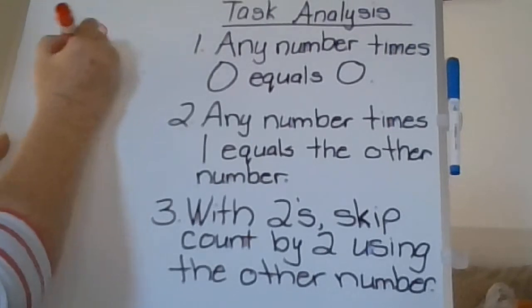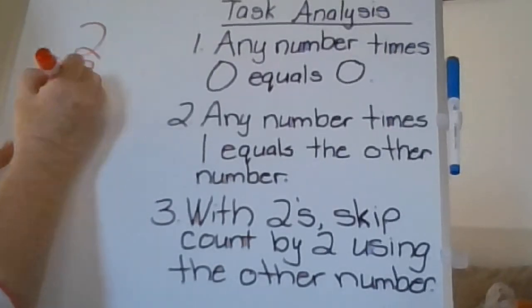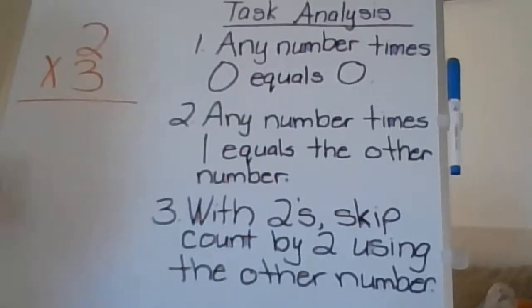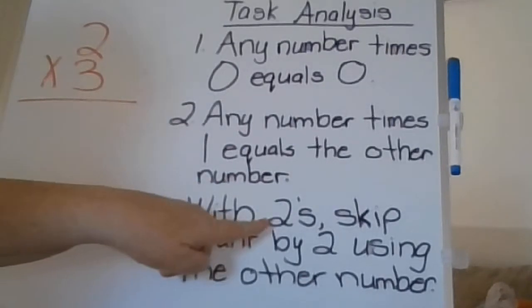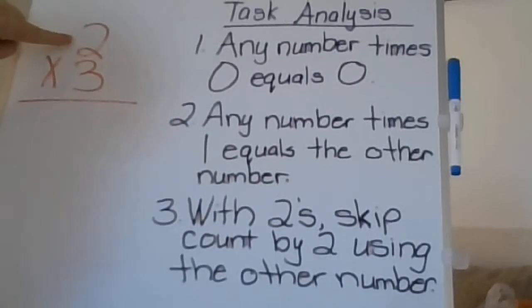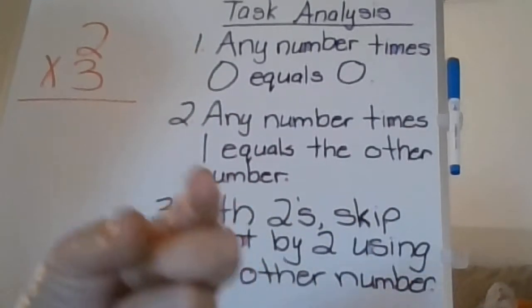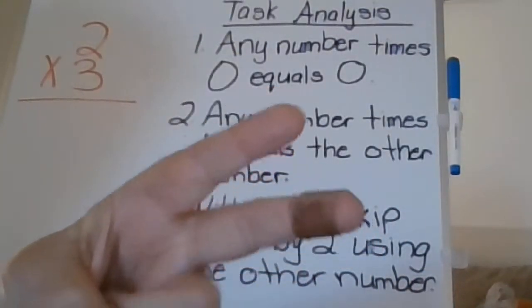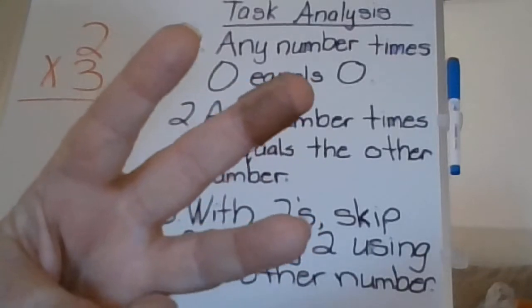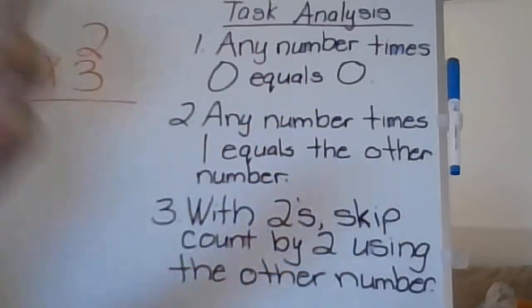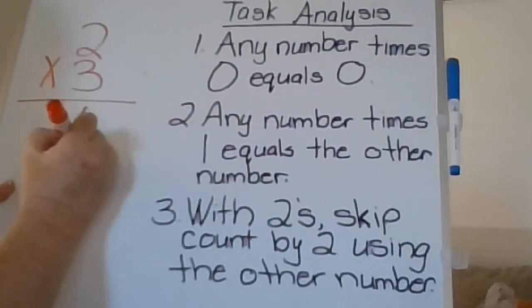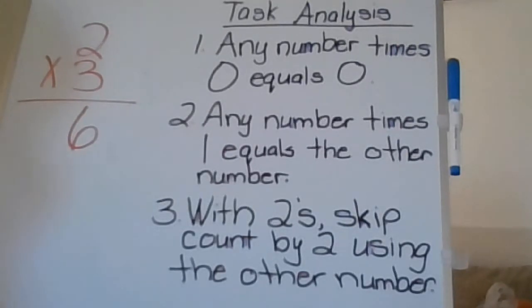If I have 2 times 3, we have a 2, so we're going with 2s. We're going to skip count by 2s. Because our other number is a 3, we're going to skip count 3 times. Use your fingers. 2, 4, 6. I skip counted by 2 3 times, and my answer is 6. Okay? Let's do another one.